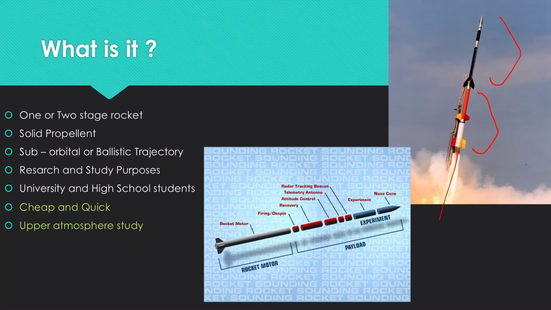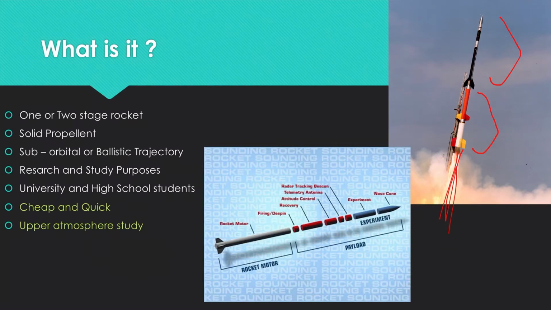Now solid propellants are basically solid propellant grains which are used for propelling this rocket. If you want to learn more about this solid propellant, be sure to check out the different types of propellants videos on this channel itself.